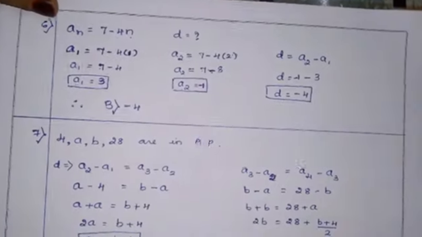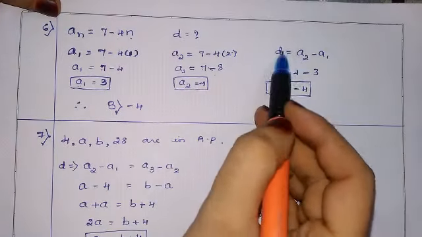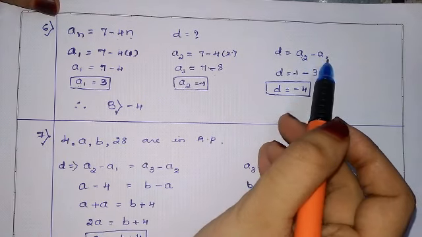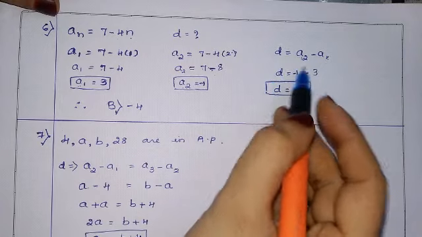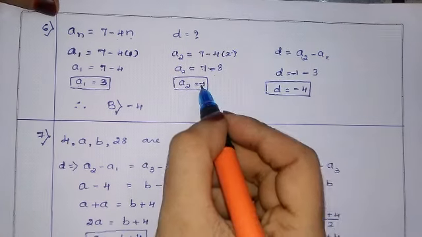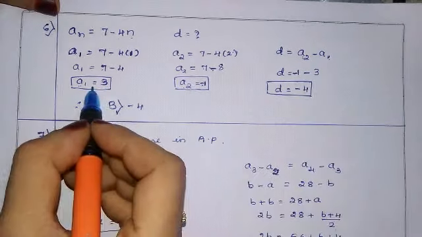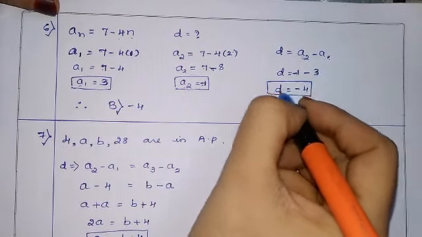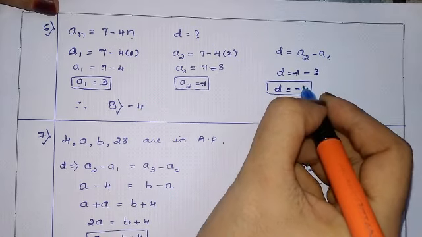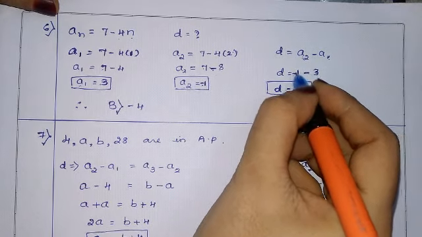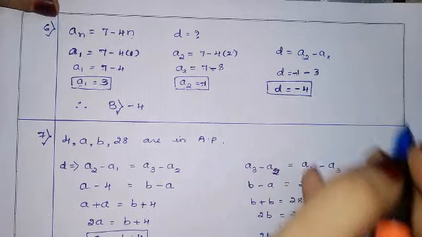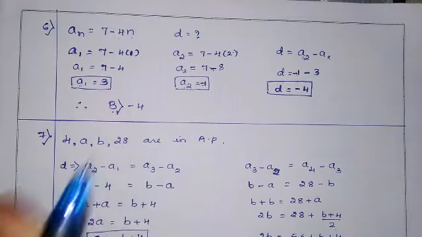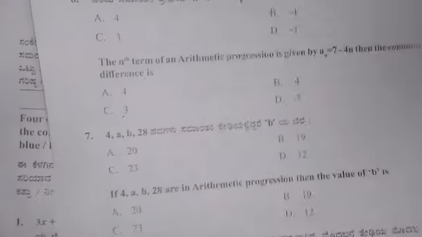Now we want the common difference. How will we get the common difference? D is equals to second term minus first term, A2 minus A1. D is equals to second term minus 1 minus first term 3. So minus 1 minus 3, the sign should be minus. Correct answer is B, minus 4. Okay. B, minus 4 is the correct option. Now next question.